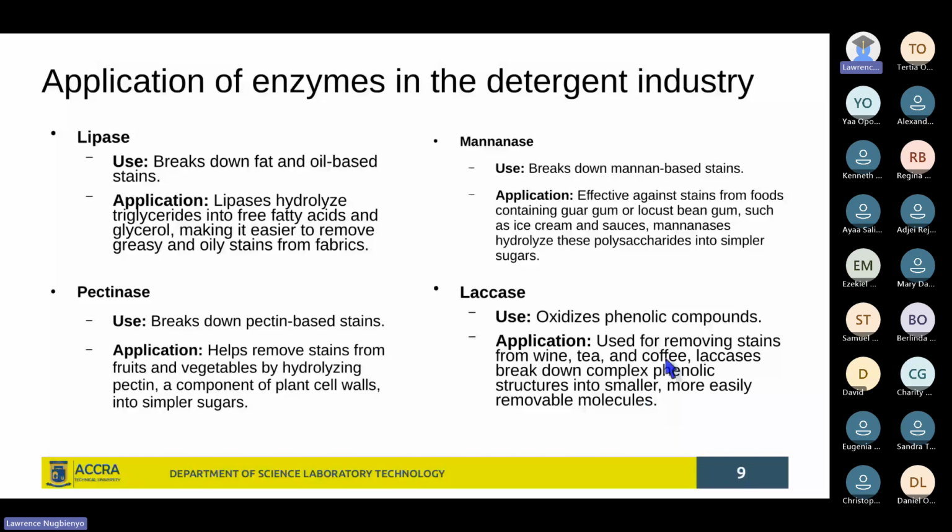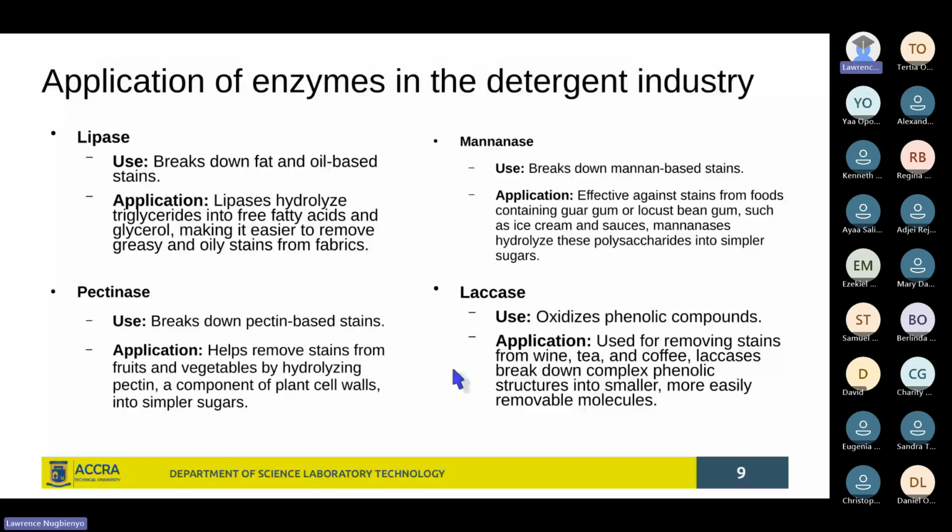Usually it's not like you have only a particular enzyme which is infused in one detergent. You actually have a number of them so that they can all act depending on the stain which is available. The washing of the detergent will be improved by the presence of these enzymes that are in the detergent.